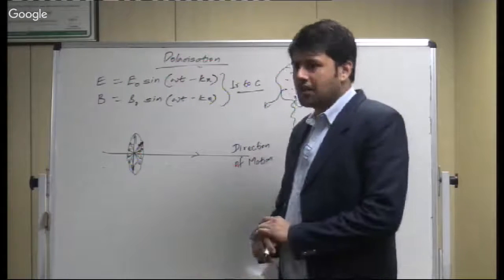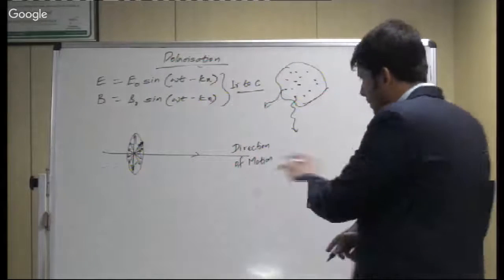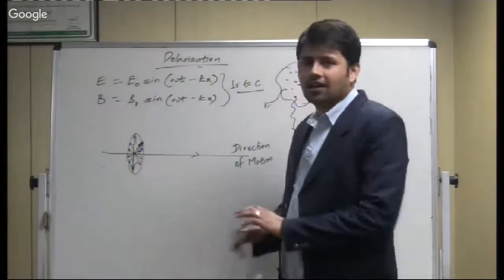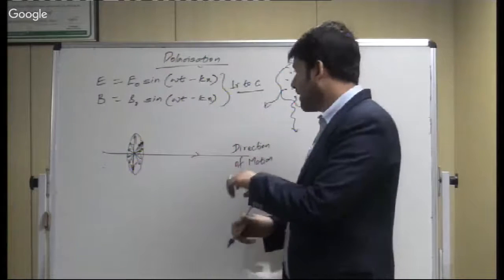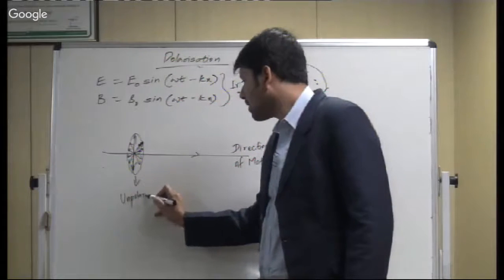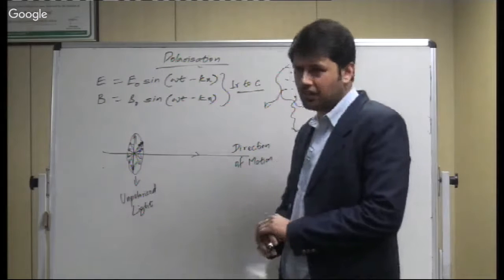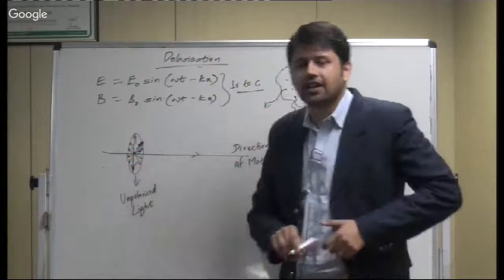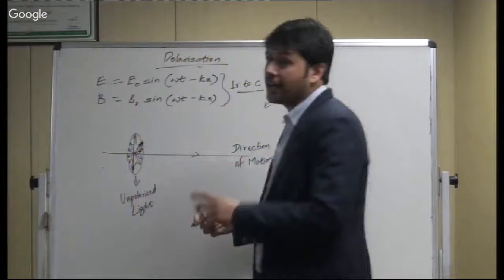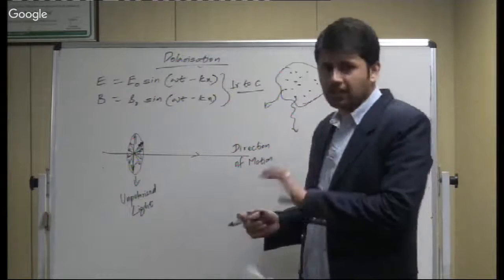So this bundle, this collection of oscillating electric fields, is the normal light which we see. Let's write the name here. This light is called unpolarized light. The normal light is called unpolarized light because it has electric field oscillating in all directions, and that too with equal strength. The maximum electric field would have equal strength in all directions.